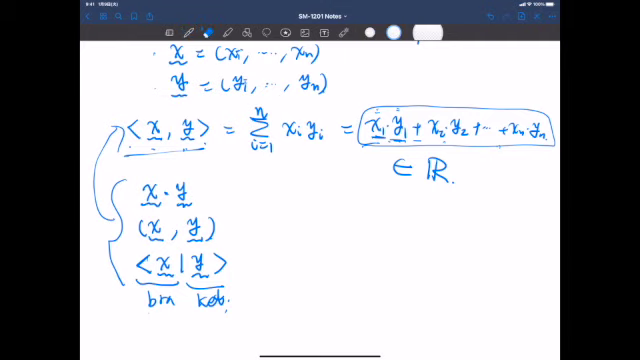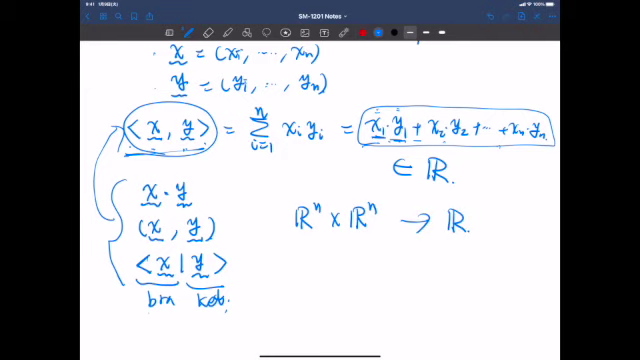So this scalar product may be considered as a mapping or function from R^n times R^n to R. Okay, so this maps something to real numbers. So this is a vector, this is a vector, and this is a scalar.